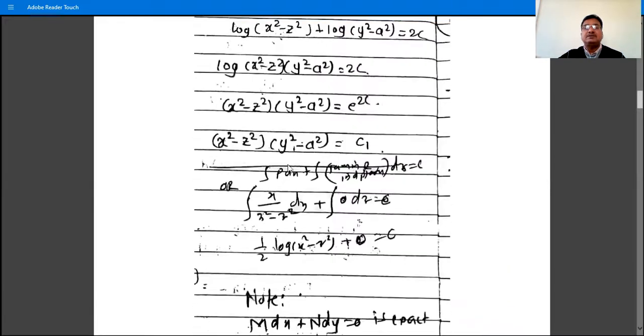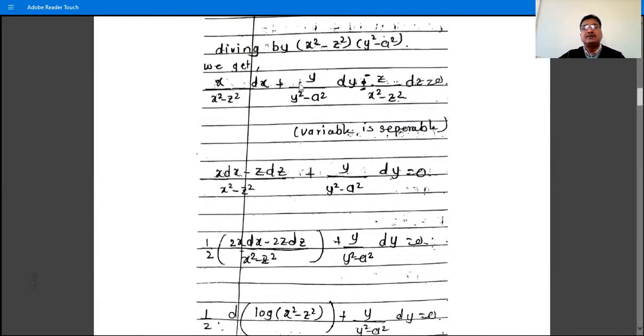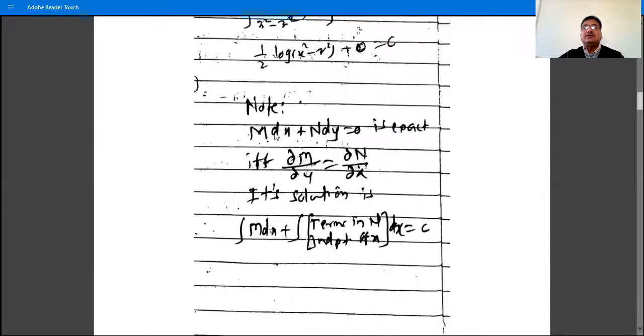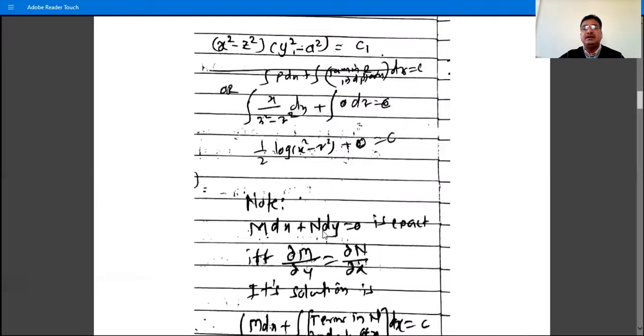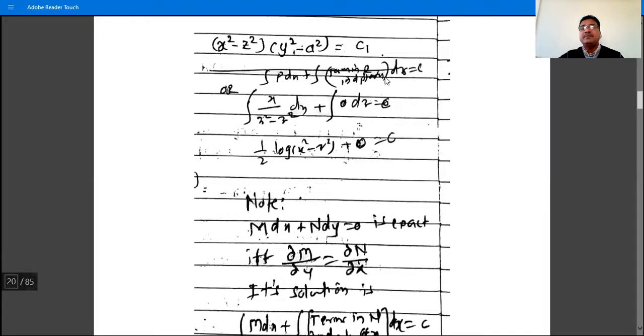So here this differential equation, x by (x square minus z square) dx plus y by (y square minus a square) dy, is in the form p dx plus q dz. The p is a function of x and z, and the q is again a function of x and z. After simplifying, this is p, and this is q, minus z by (x square minus z square) dz, which is again a function of x and z. So if you convert this into the form m dx plus n dz, or p dx plus n dz is equal to 0, then what is its solution? Integration m dx, that is integration p dx, plus terms in r independent of x dz is equal to 0.